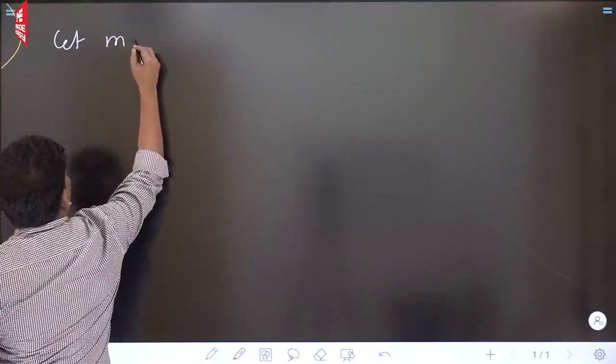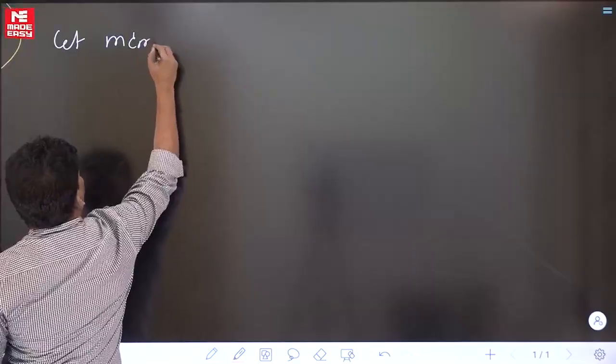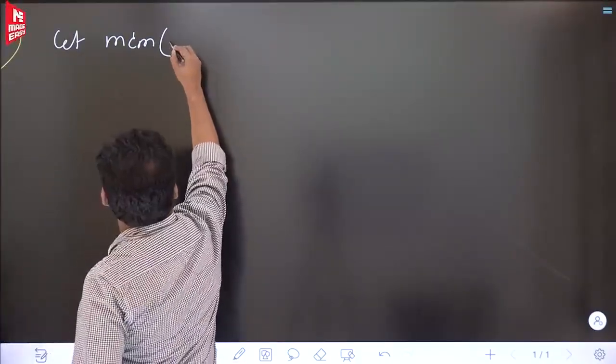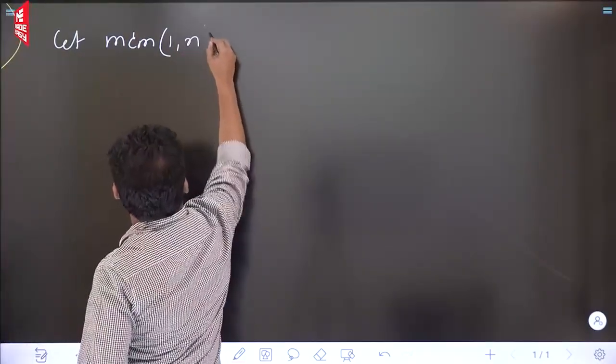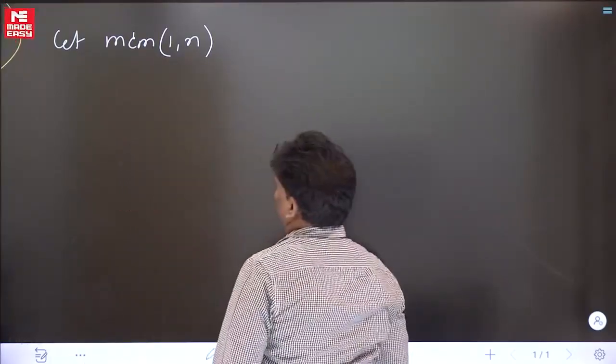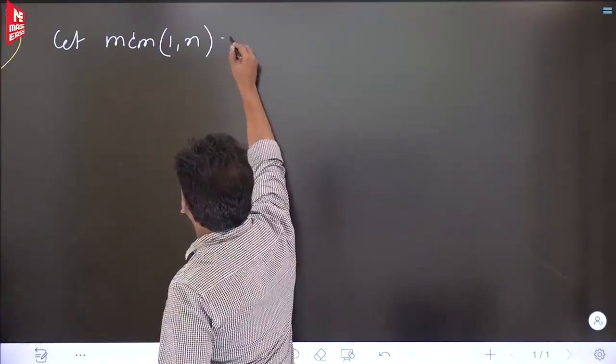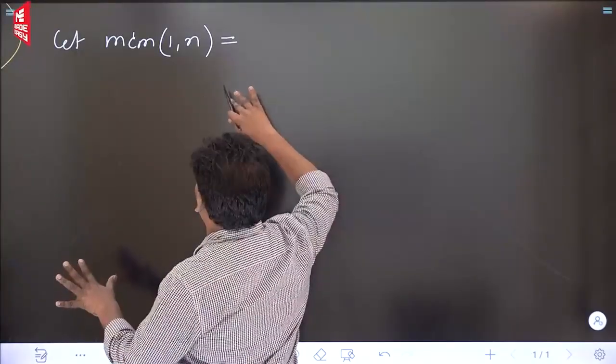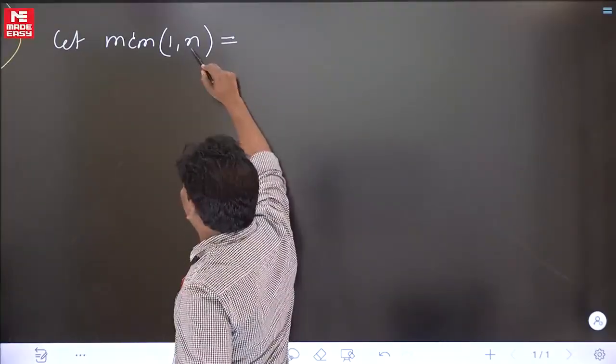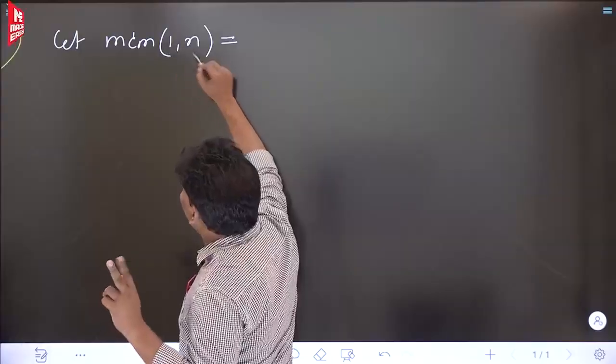So I want to write the recursive program. If you want to write the recursive program, you should give one name for that. Recursion means calling itself. Let me write. See this one. MCM of one name I should give. Let MCM of 1 comma n. What is the meaning of this? Total, whatever you understood, for that I have given the name. MCM of 1 comma n.